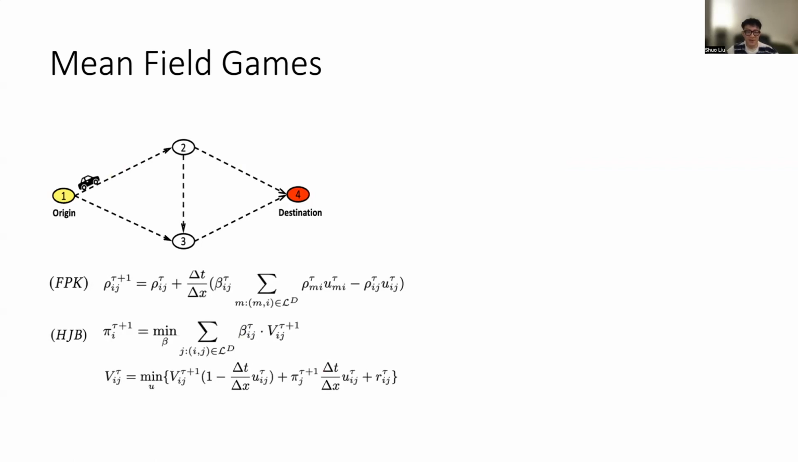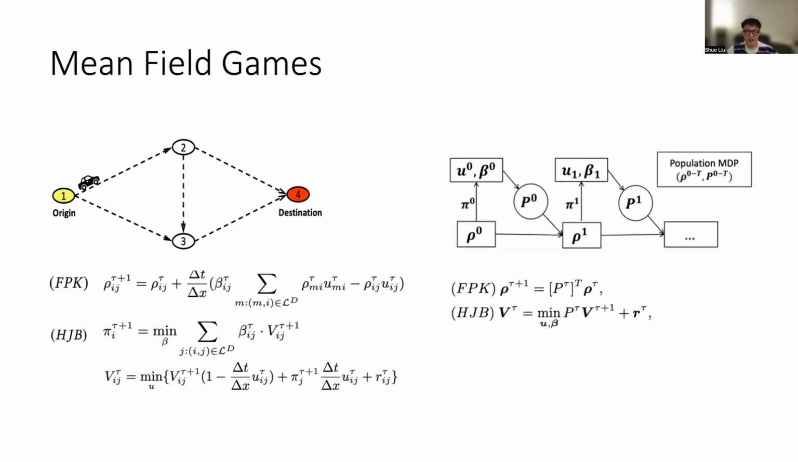To obtain the game equilibrium in this system is to solve a coupled forward-backward PDE. The forward equation is known as the FPK equation to capture the dynamics of the population evolution. The backward PDE is known as the HJB equation to capture the optimal control of the agent. As proved in our previous work, this coupled PDE system can also be reformulated into a populational MDP, as shown in the right figure.